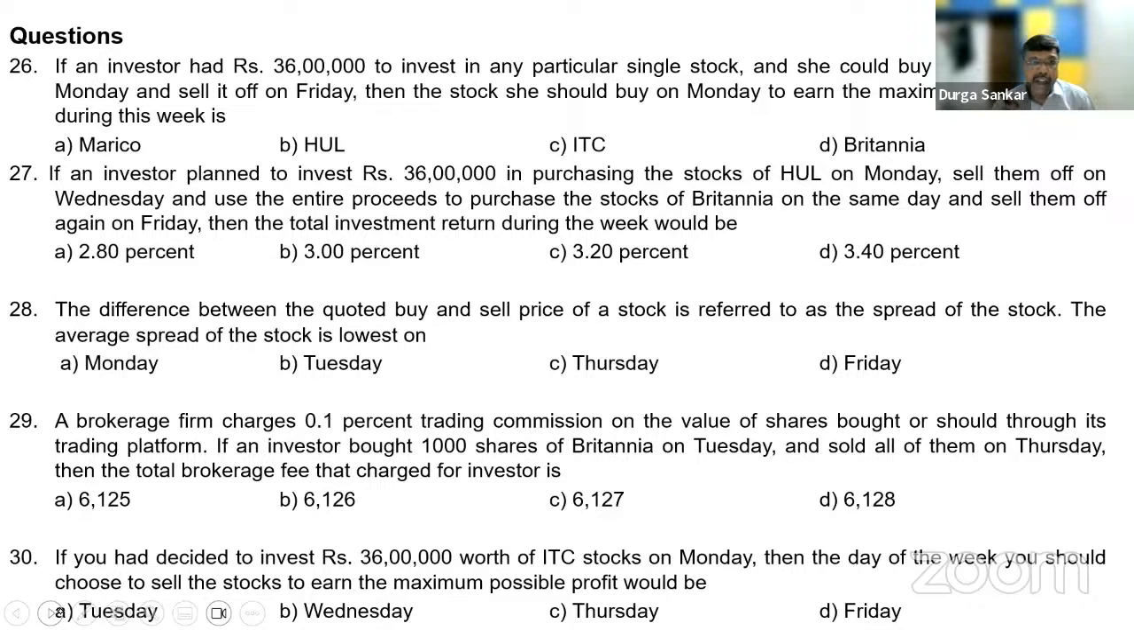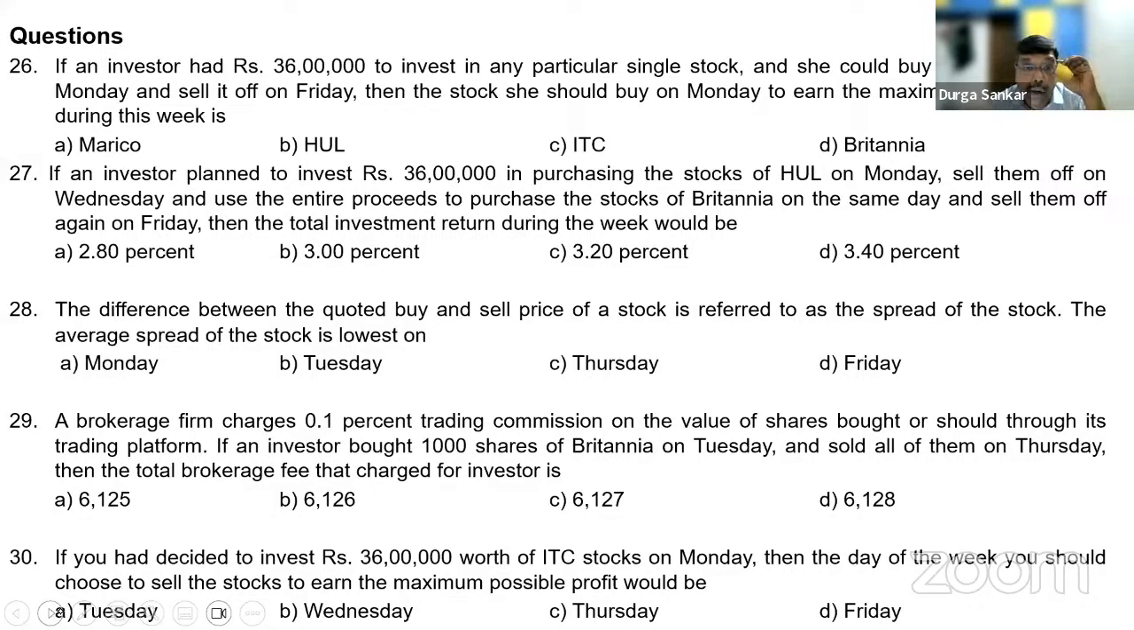Second one: if an investor planned to invest 36 lakhs in purchasing HUL on Monday, sell them off on Wednesday, and use the entire proceeds to purchase the stocks of Britannia on the same day and sell them on Friday, then the total investment return during the week would be. So I need to calculate how much it would cost to buy on Monday, sell on Wednesday, again buy on Wednesday, sell on Friday, and the profit percentage. Seems to involve certain calculations.